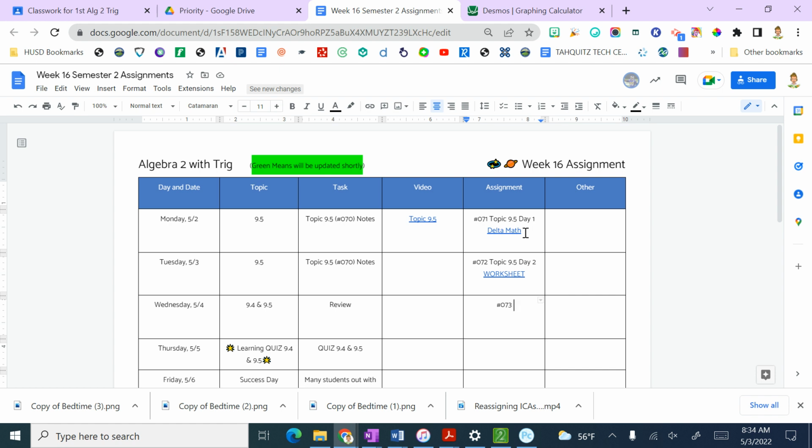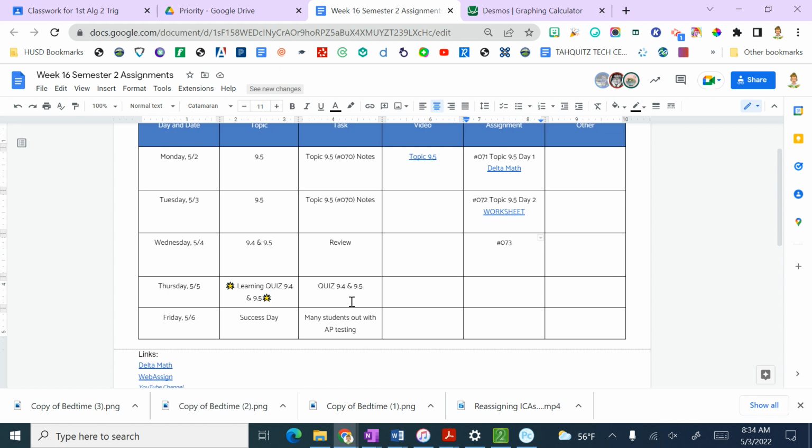So there's a Delta Math that I assigned yesterday, and then there's a worksheet that matches what we did today. I want you to pick one of the two if you haven't worked on it yet, and start working on it right now. You need practice for this because look at what I put on there. I put learning quiz on Thursday. I'm not going to teach anything else new this week, because I know a lot of us have an AP test at the end of the week, right? So I want you to study for your AP test.